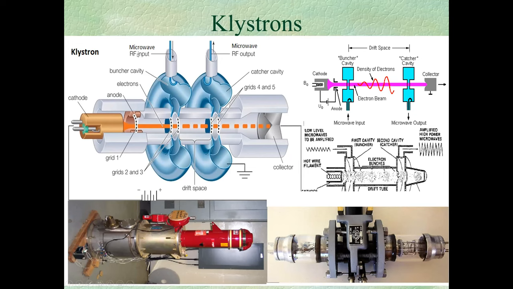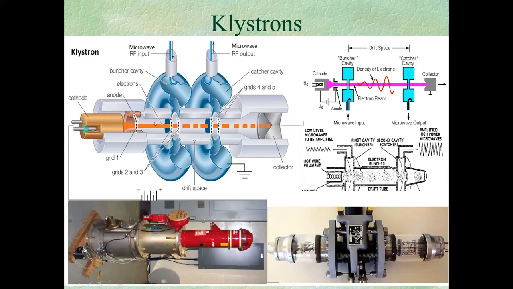So the buncher cavity, now remember the microwave that was generated in the previous step in modulators, they are led into Klystron through the buncher cavity, and they create a sinusoidal wave with positive and negative peaks. So when the electrons are generated in Klystron and move through this field, because of the sinusoidal wave that has positive and negative peaks, the electrons can be accelerated, decelerated, or they stay the same.